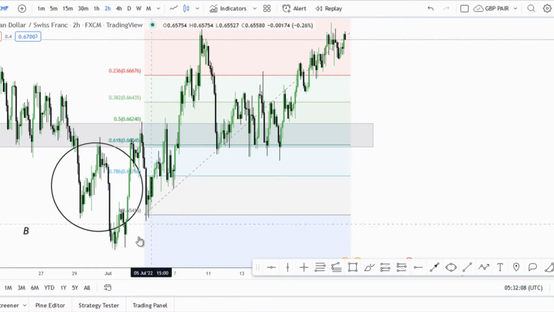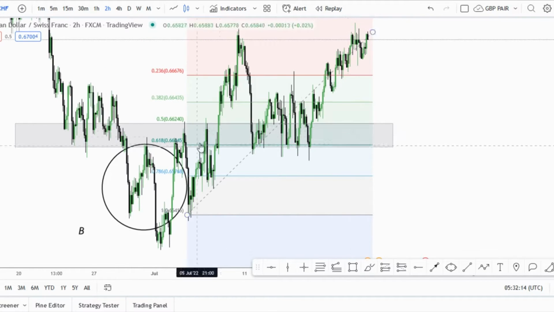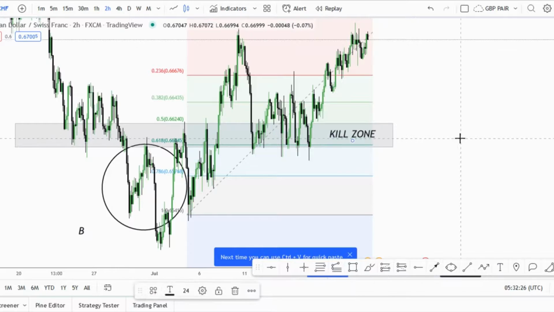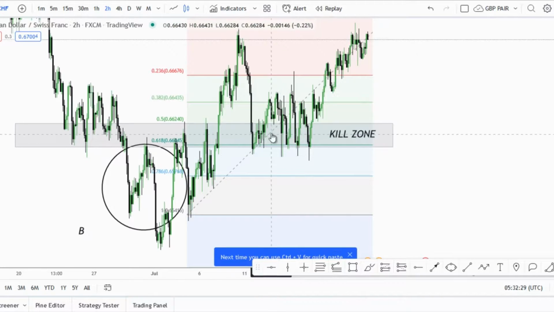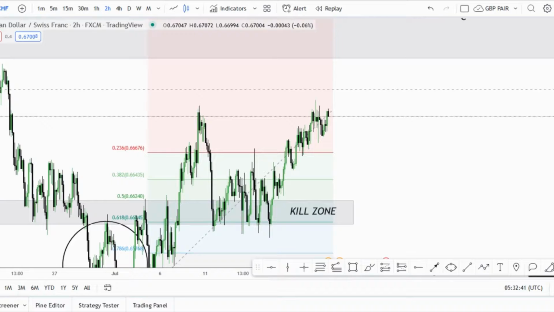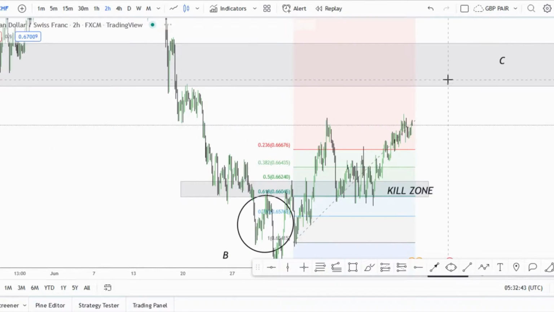So I pulled out my Fibonacci tool, and I saw this here at this Fibo level. Like I said, I always call this place the kill zone. Price came to this place here. When I saw price reacting here, I immediately placed a buy order, and price started moving in my direction. So now I'm expecting price to come all the way to point C before going down.